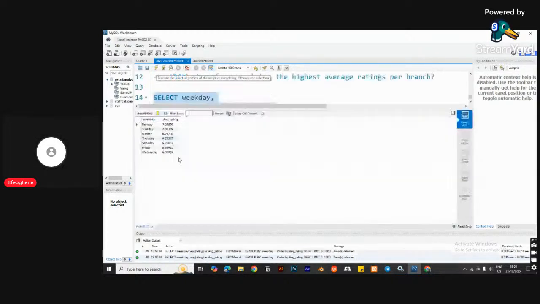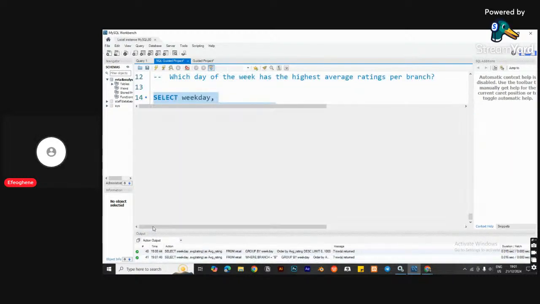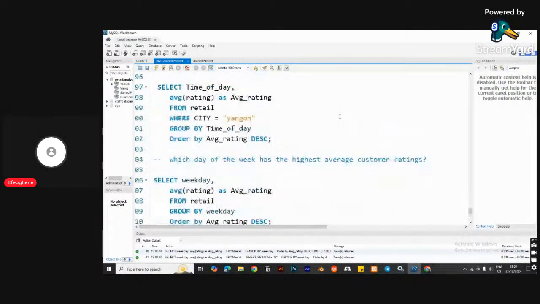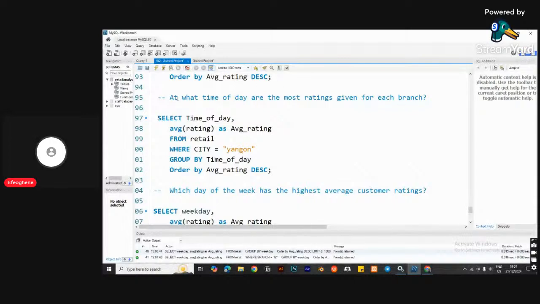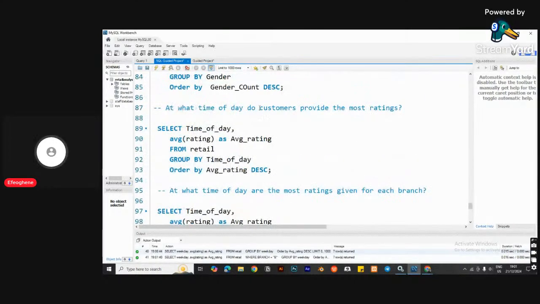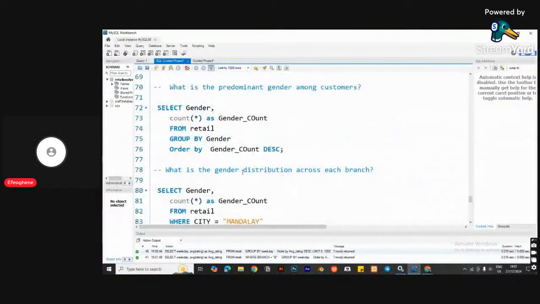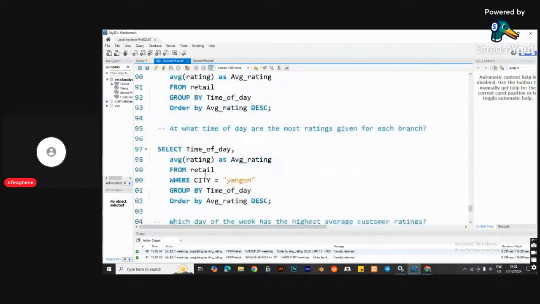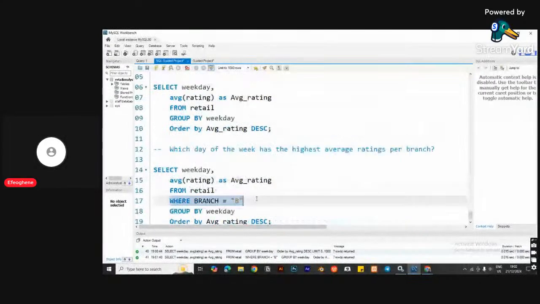While I was just going over these examples, I was thinking of a good way of explaining this. Which day of the week has the highest rating per branch? Look at it per branch. This one is saying for each branch. After we had worked with time, we had another question that said for each branch, that's per branch too. This one is saying gender per branch, across each branch. You see how we're imputing the where clause here. We did that here too. You can see where now we're doing it here again.